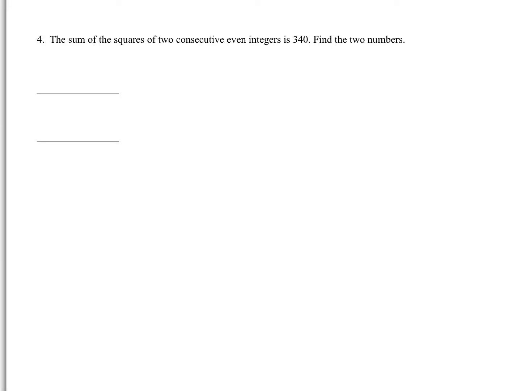So it says the sum of the squares of two consecutive even integers is 340. Find the two numbers. So again, what I'm going to do is I'm going to step away for about 2 to 3 minutes, and again, leave the tape running, and I will come back in that time, and then we will go through this problem. Alright? So I will catch up with you in about 2 to 3 minutes, so keep working.